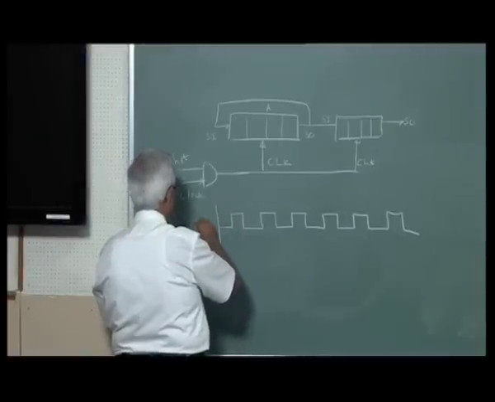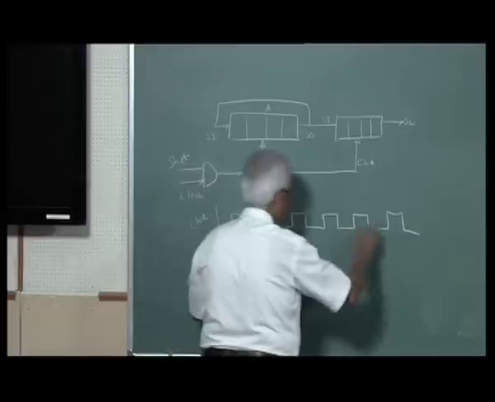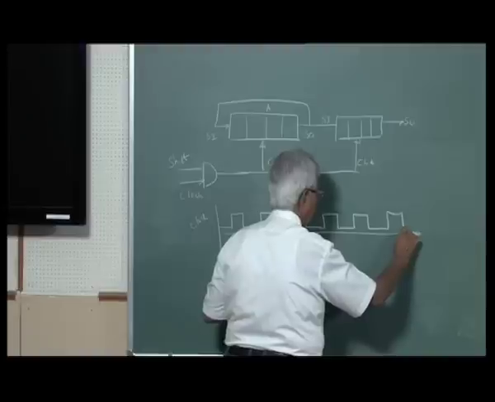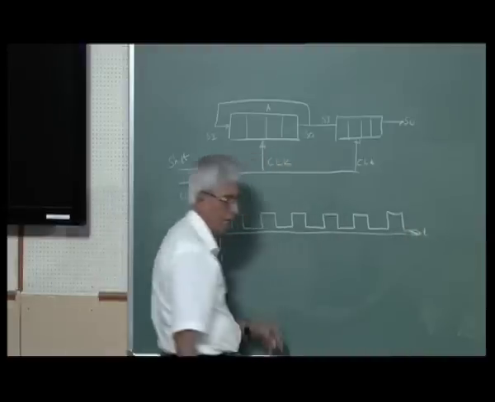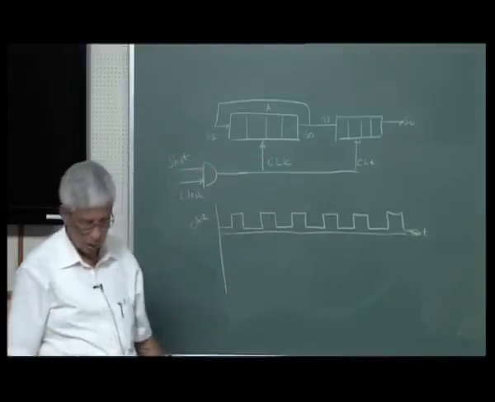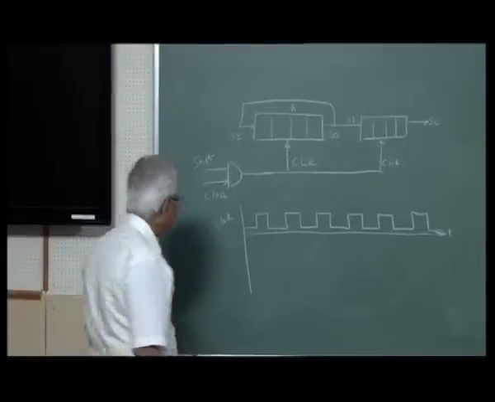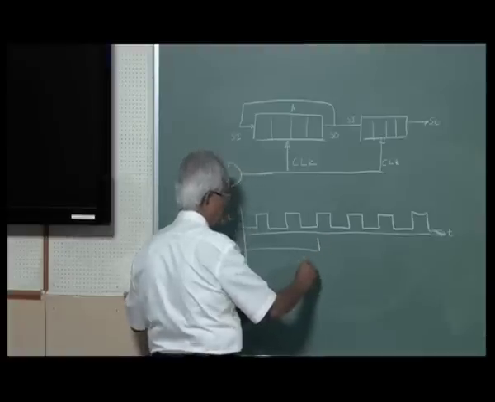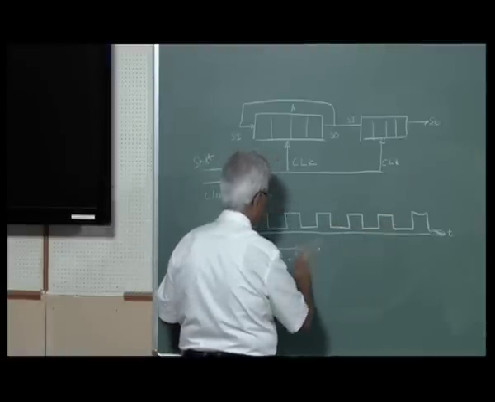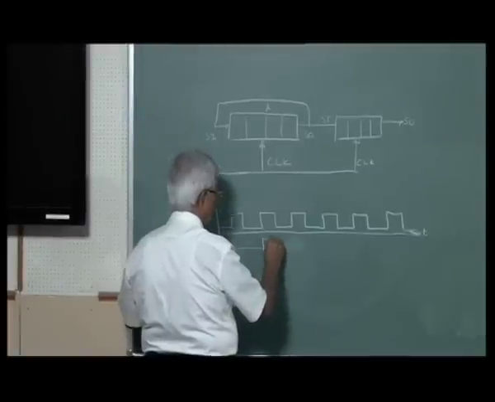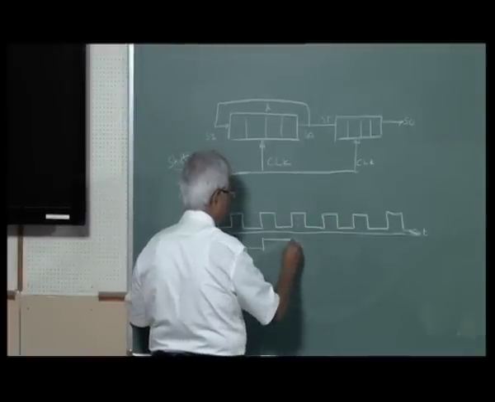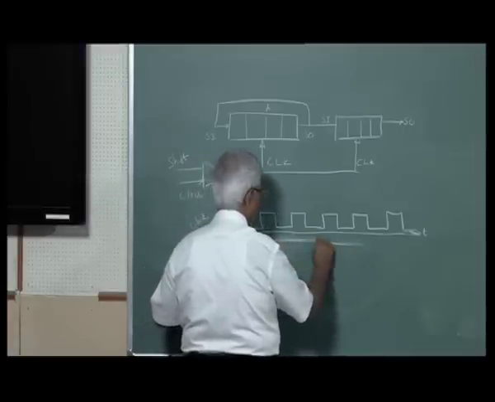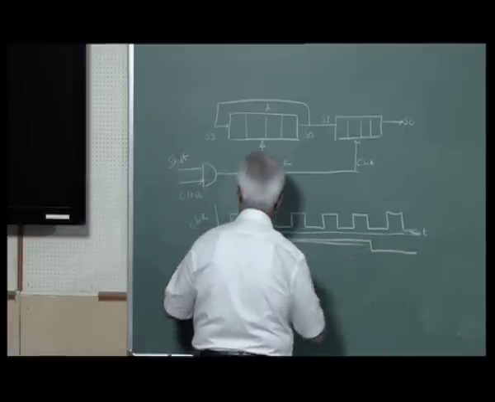Now, this is the clock. Clock is a function of t, a function of time. Now, I am going to give a shift pulse which is of 4 clock cycles duration. One, two, three, 4. This is the shift pulse.